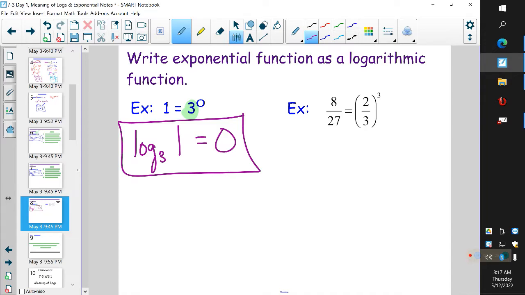Same thing over here. My base is going to be 2/3, so this is going to be log. Subscript is going to be 2/3. Leave a space, is equal to the exponent 3, and then 8/27 is what you're going to put right there.